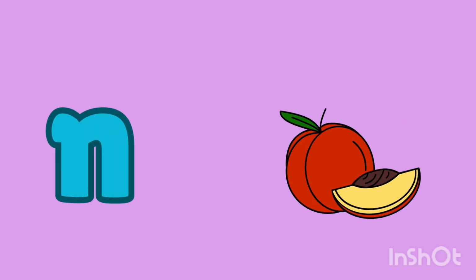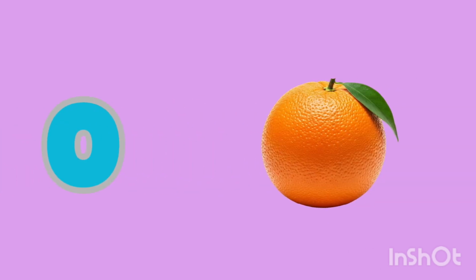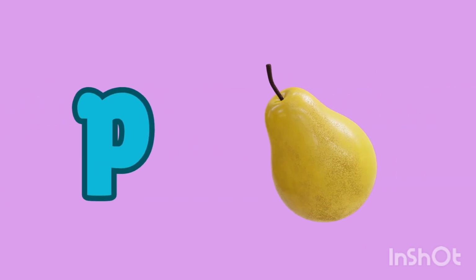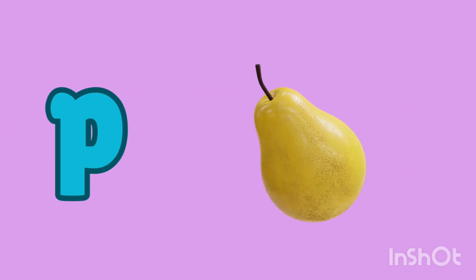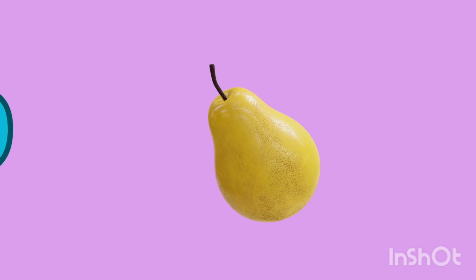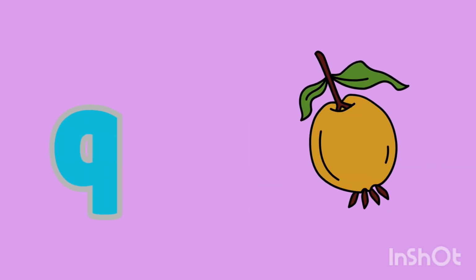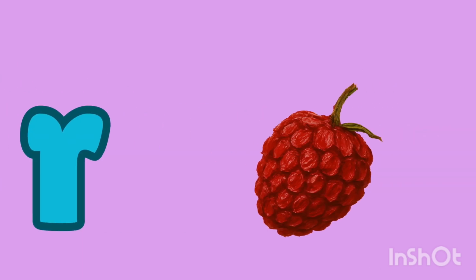N for nectarine. O for orange. P for pear. Q for quince. R for raspberry.